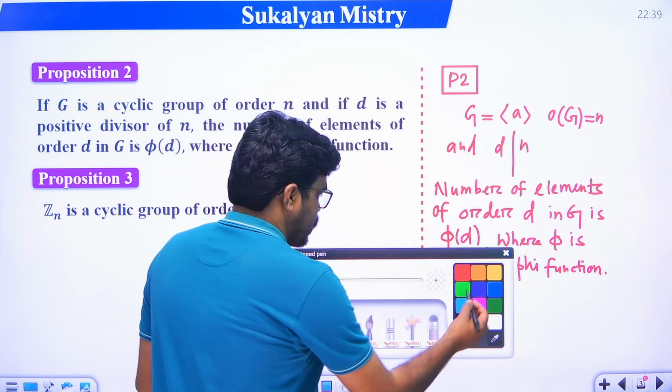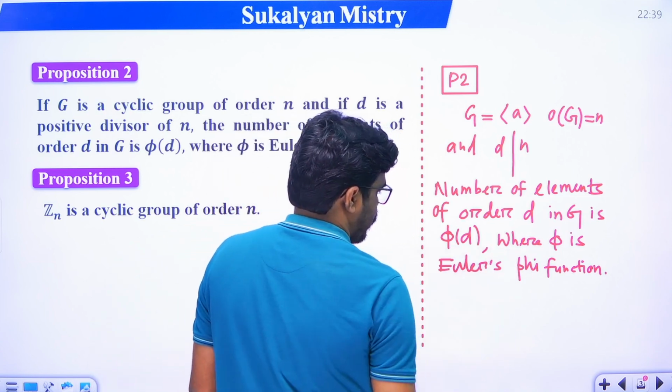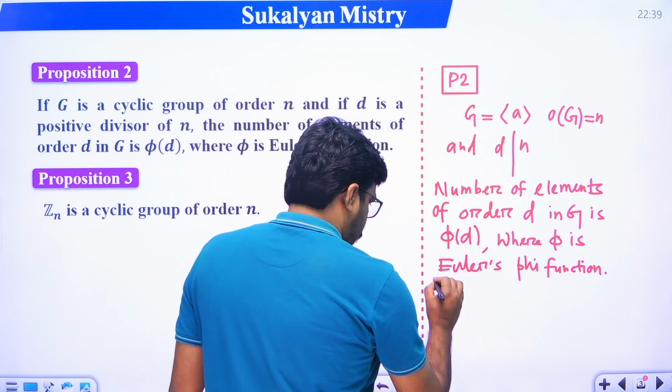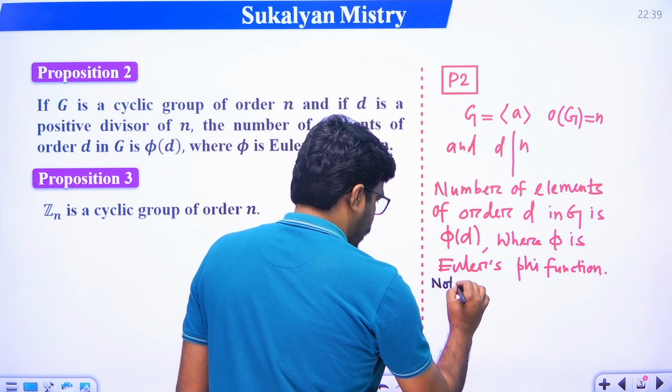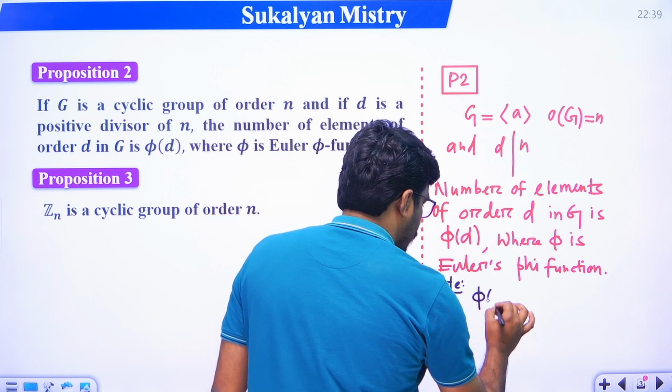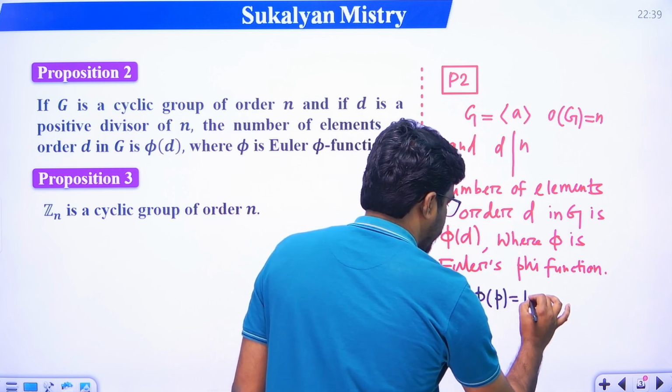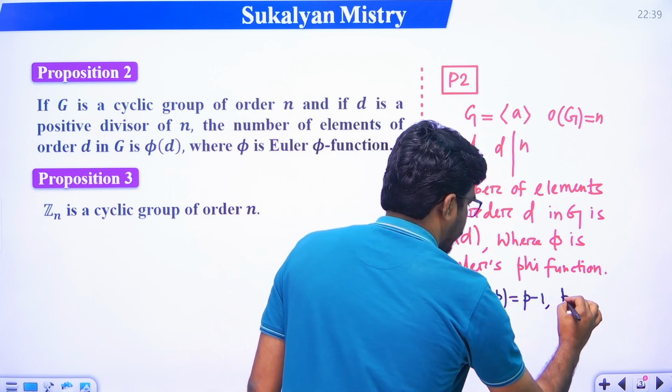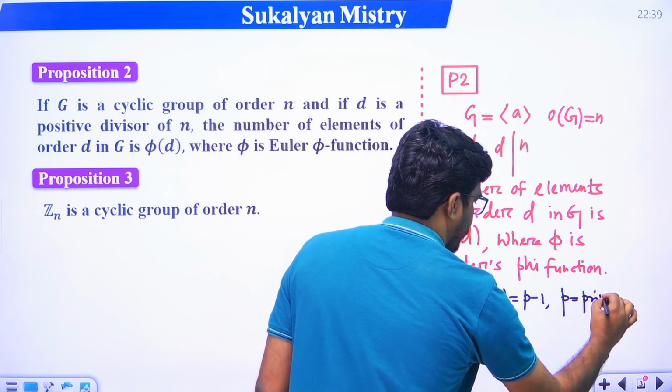We know this property. Just see, note this: phi(p), if p is prime, phi(p) will be p minus 1, where p is prime.